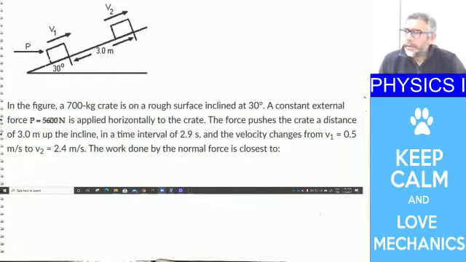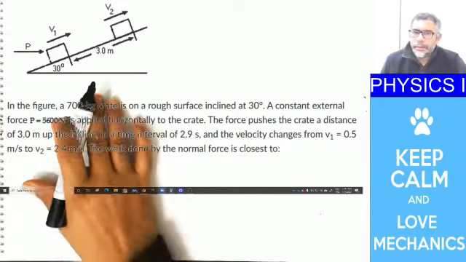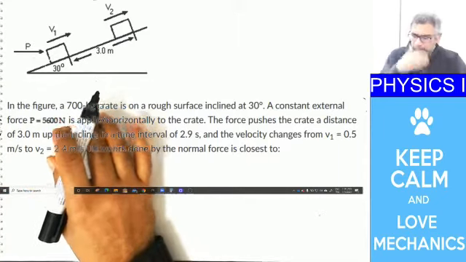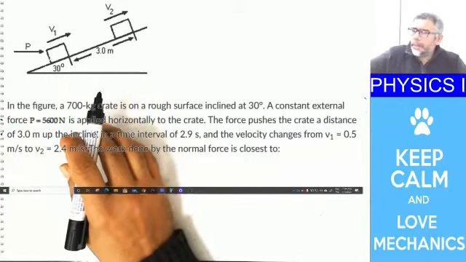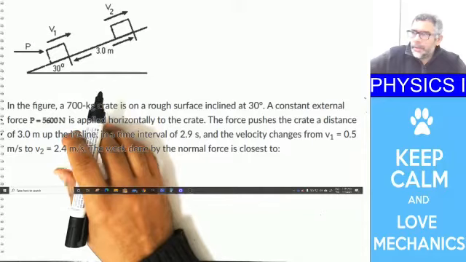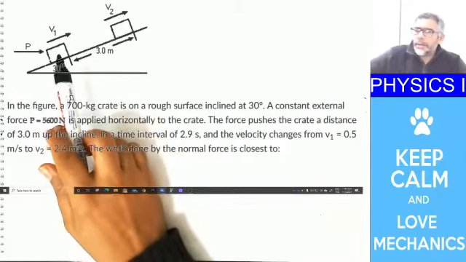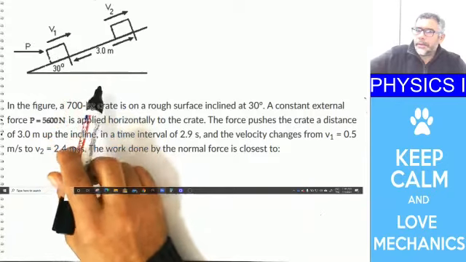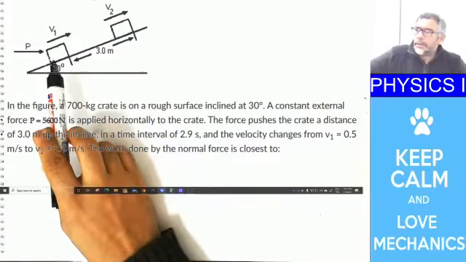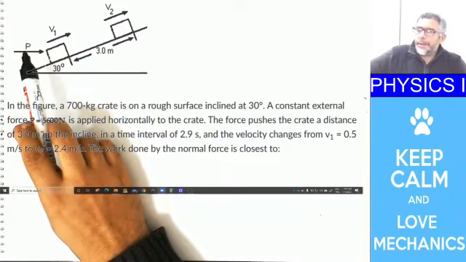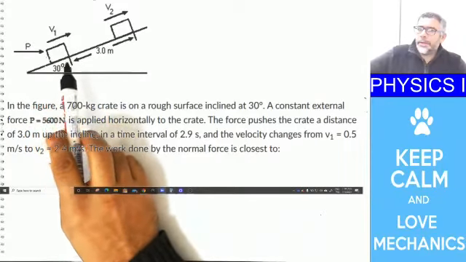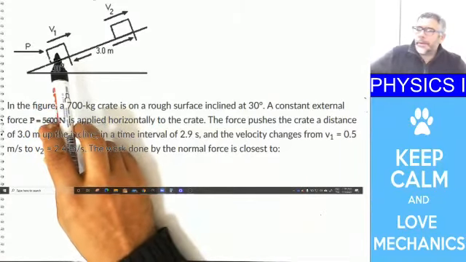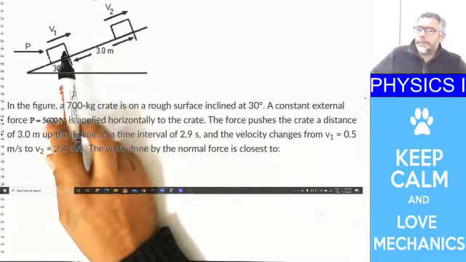Okay, so hello everyone again, and we'll start with this problem that one of your friends had sent me. It's a work energy problem on an inclined table, where you have a box, or crate. It is pushed by this force P, which is horizontal to the right. And the inclination angle is 30 degrees, and the box is moving on the incline in the upward direction.